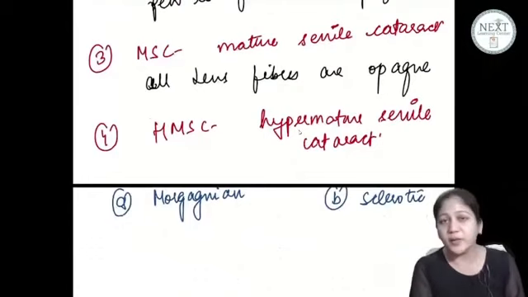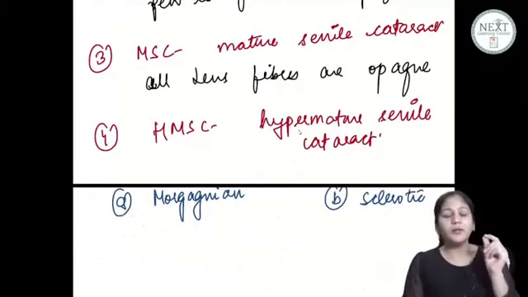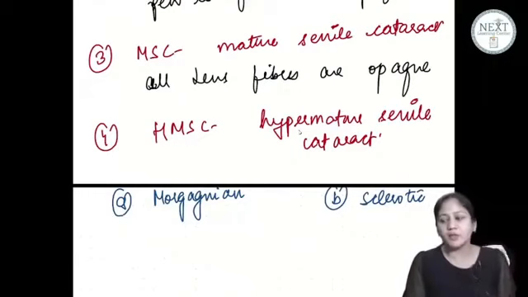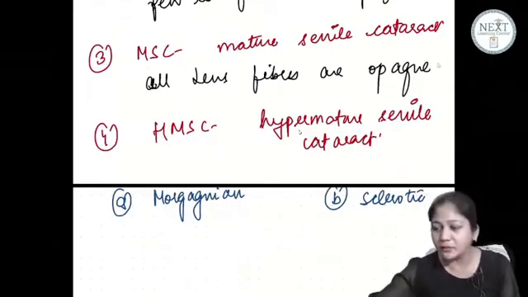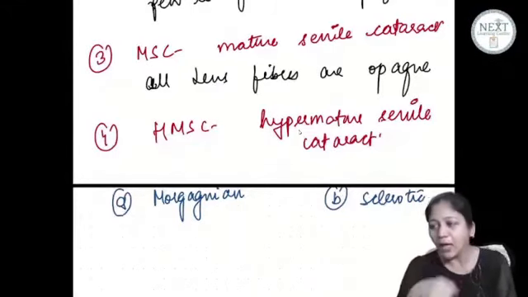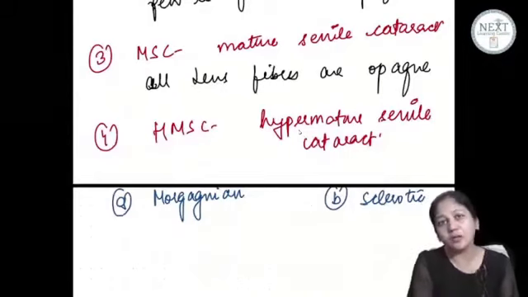Now my first question to all of you. How will you come to know whether your cataract is mature, immature or hypermature? Answer me the question. How will you be able to tell whether the opacity is mature or immature or hypermature?